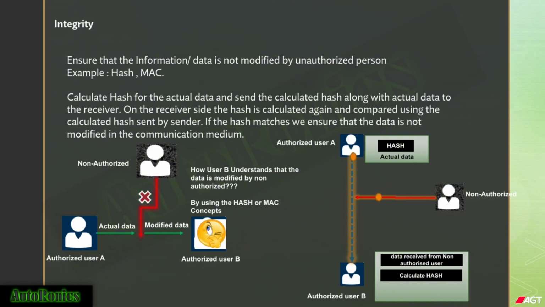once authorized user B calculates the hash for the data he received from the non-authorized user, obviously the hash will not be the same, and authorized user B will understand that somewhere in between, someone has hacked the system and the data has been changed, and he will be aware of that too. By this, authorized user B will not use this data since it is not from authorized user A.